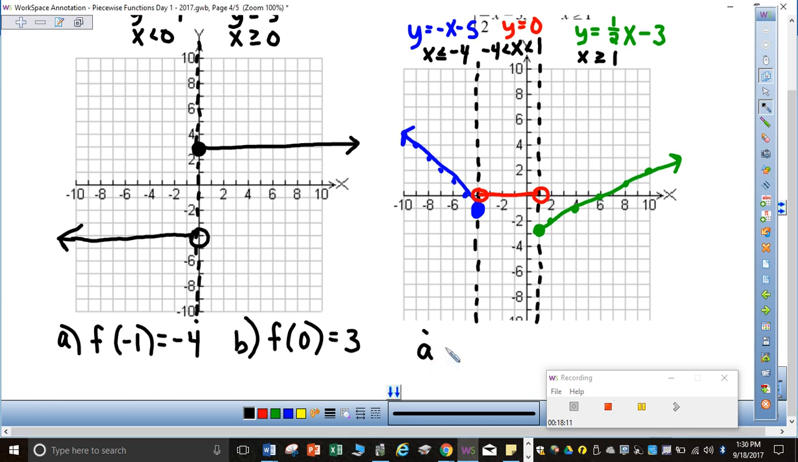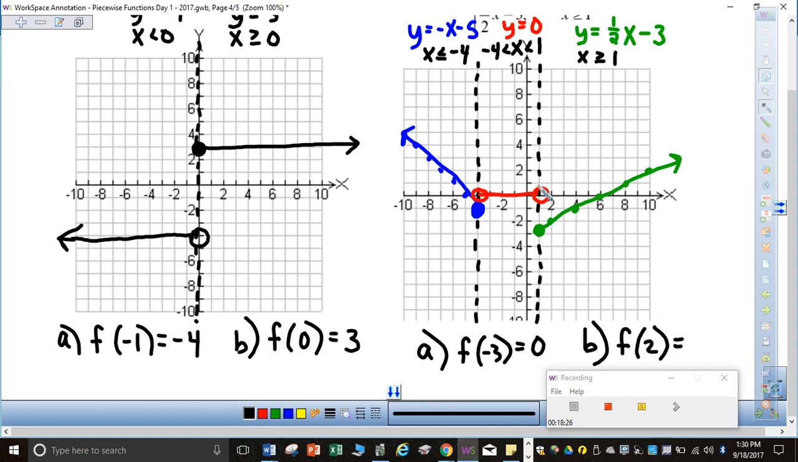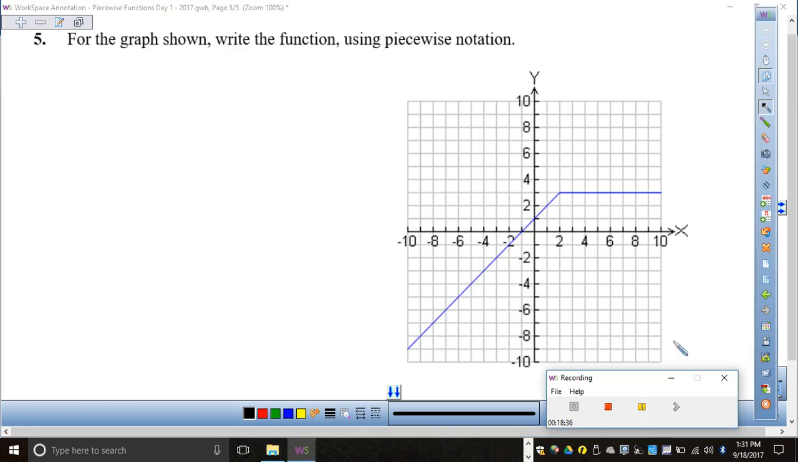Okay, using the graph, we are going to evaluate f of -3. So we want to know what's the y value when x is -3. Right here, x is -3, so we see that y value is 0. For the next one, what is the y value when x is 2? I'm going to go find x equals 2, go down to the point on the graph, and we see that y value is -2.